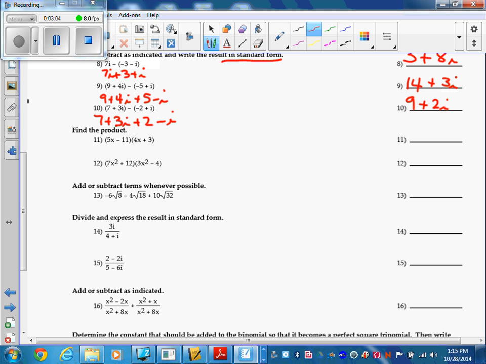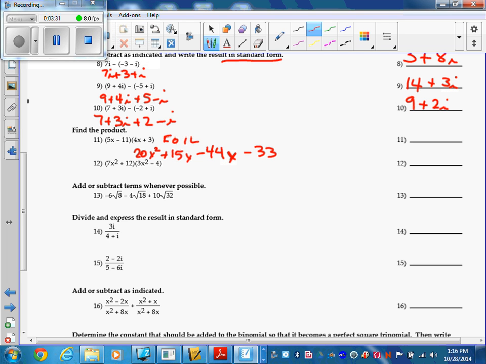You do need to FOIL. So 5x times 4x is 20x squared. 5x times 3 is 15x. Negative 11 times 4x is negative 44x. Negative 11 times 3 is negative 33.